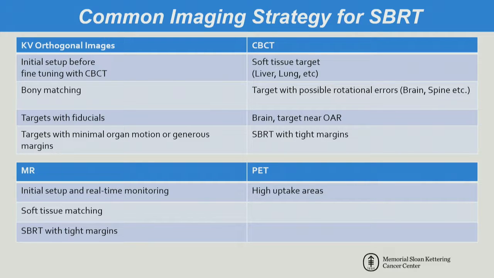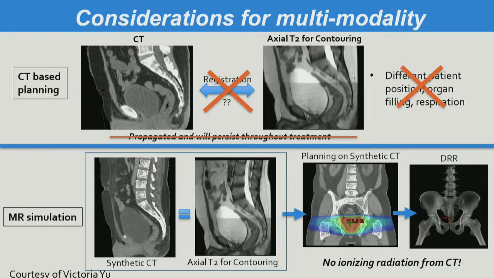But of course, we cannot forget about the more recent adoption of MR in the clinic, which gives us much better soft tissue contrast and allows us, or will allow us, to have much tighter margins. Also because it gives us real-time information, so we can continuously monitor that motion during the treatment. And then PET, which we know gives us information about high uptake areas, and we still need to learn about that and see how we are going to use it in the clinic.